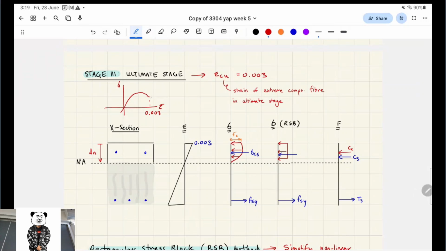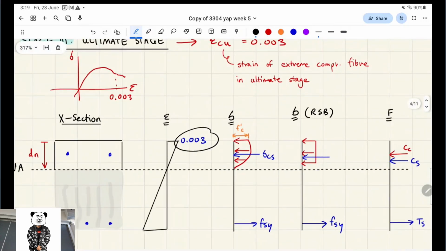So it actually does keep going, to be honest. If you look at the curve, it'll go to 0.004, whatever. But we can't safely consider that portion. We cut it off at 0.003 and say that this defines our ultimate moment, right? So with that said, what we do is we always take the compressive strain as 0.003.